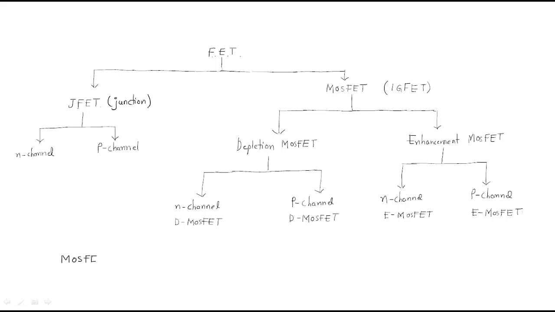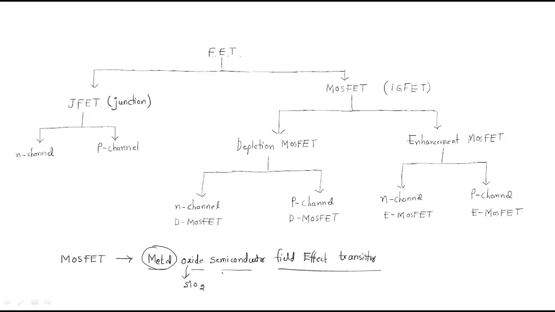What is the meaning of MOSFET? MOSFET means metal oxide semiconductor field effect transistor. You know that this is field effect transistor, but MOS means metal oxide semiconductor. This is manufactured with the metal, and oxide means silicon dioxide, and it is made with the semiconductor field effect transistor.